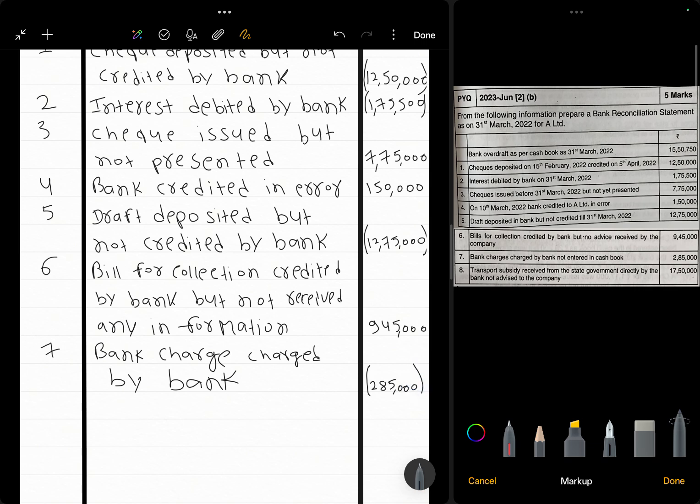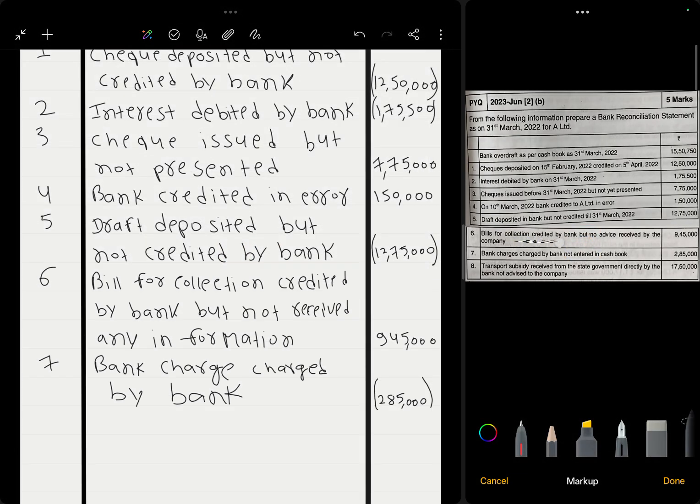Okay, now let us come to the last number, that is question 8. Transport subsidy received from the state government directly by bank but no advice to the company. So it is the same as question number 6. In question number 6, the customer deposited the amount, but in 8 the government has directly given us a subsidy. Subsidy means some amount given by the government to support our business or to motivate the business. So it has been directly given in our bank account, but we have no intimation that we have received the money.